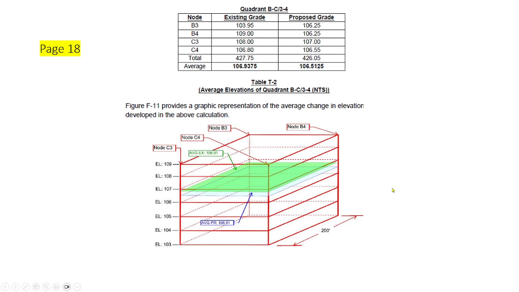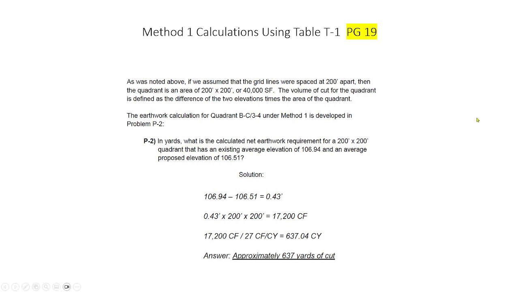Now, we're going to flip this. And there it is, kind of worked out for us. There's that 0.43, there's that 200 by 200, there's that 17.2, and that was divided by 27 to get 637 cubic yards. That's what I got this time.